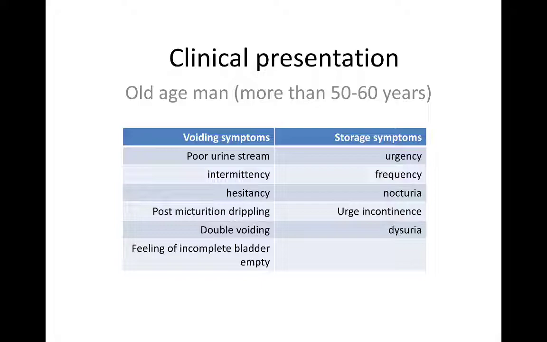So the voiding symptoms include poor urine stream, intermittency, hesitancy, and post-micturition dribbling. Poor urine stream means that when the patient urinates, the stream of urine is poor, weak. What is meant by intermittency? The urination of the patient is not continuous. It stops and begins, stops and begins. We call it intermittency. Hesitancy is a delay in the initiation of urination.